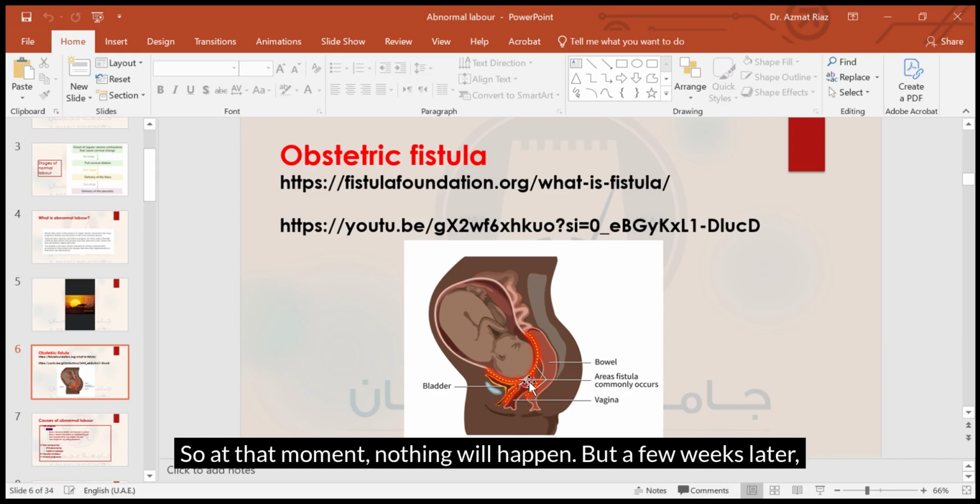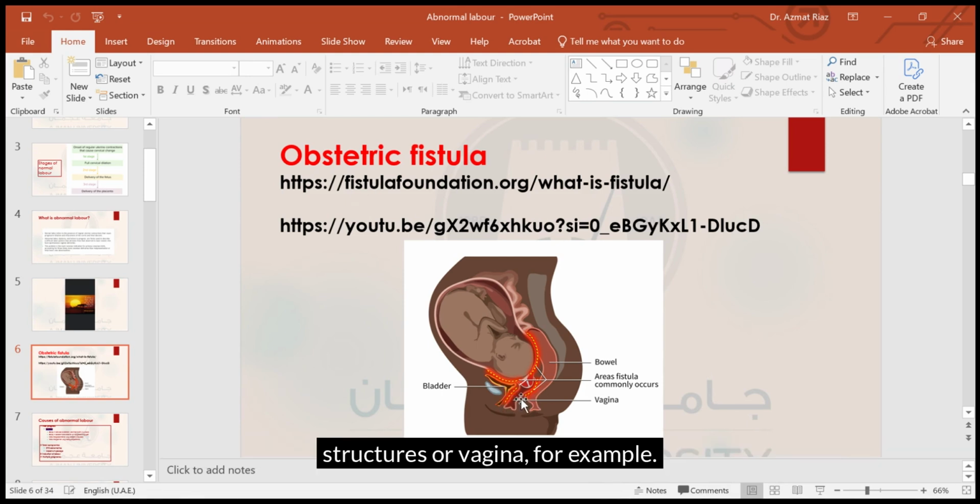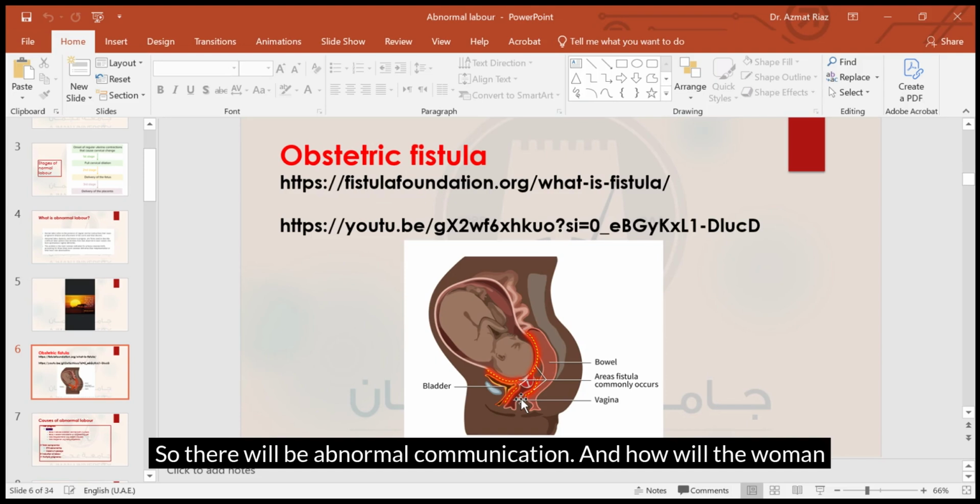So at that moment, nothing will happen. But a few weeks later, what will happen? There will be sloughing of the tissue which was ischemic. And then, depending on the level at which the ischemia happened, there will be an abnormal communication, a fistula, say between the bladder and the vagina, or between the cervix and the bladder, or the vagina and urethra, or even the rectum and some other structures, or the vagina, for example. So there will be an abnormal communication.